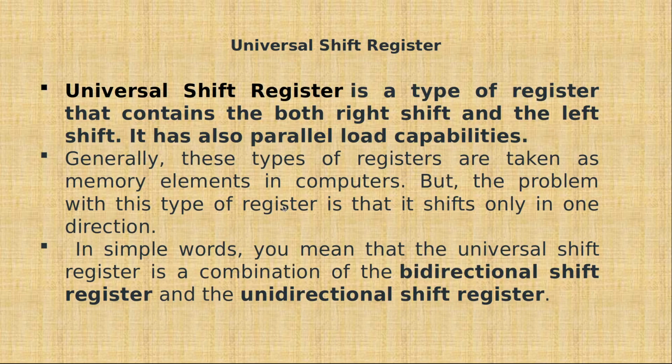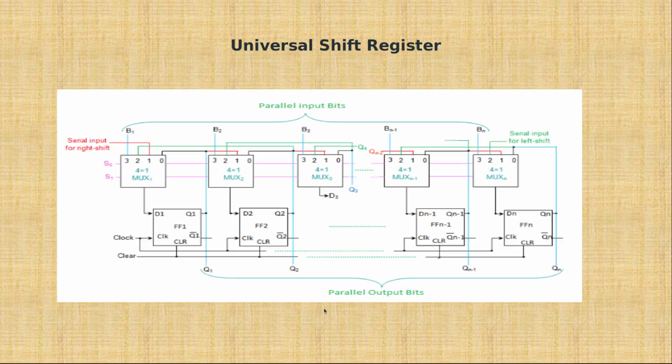Okay, finally we are going to the universal shift register. This type of universal shift register consists of both right shift and left shift. It also has parallel load capabilities. In other words, the universal shift register is a combination of the bidirectional shift register and the unidirectional shift register. So it's a combined structure. Okay, so this is the structure for the universal shift register.